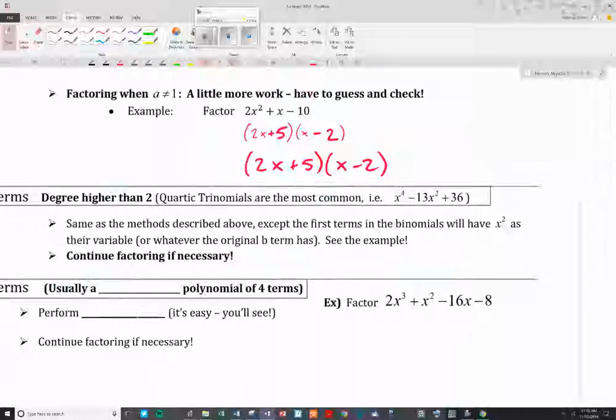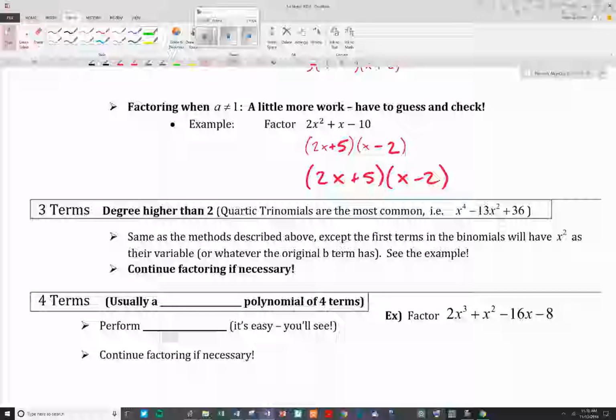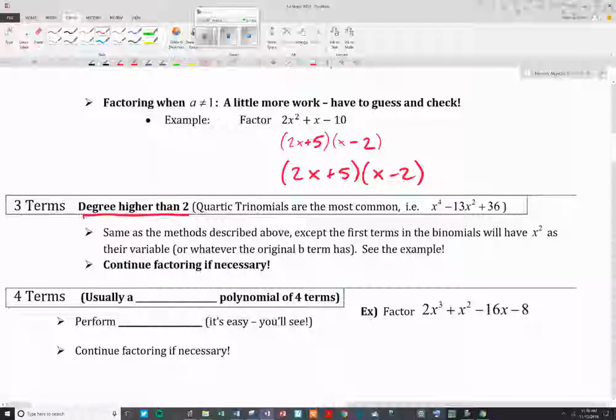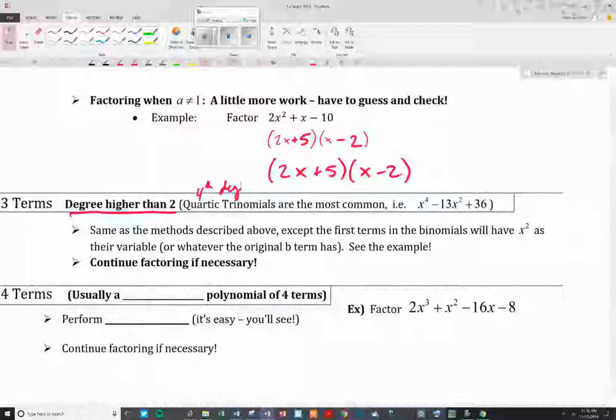All right, if you have still 3 terms, but you have a degree higher than 2, like a quartic trinomial. Remember, quartic means 4th degree. So here's an example of what that would look like. We're going to do one of those on the next page, so I'm going to wait on that, but I just want you to see what it looks like here.